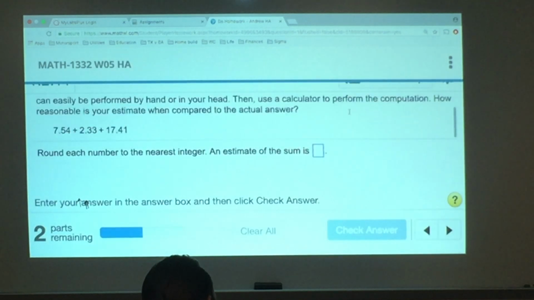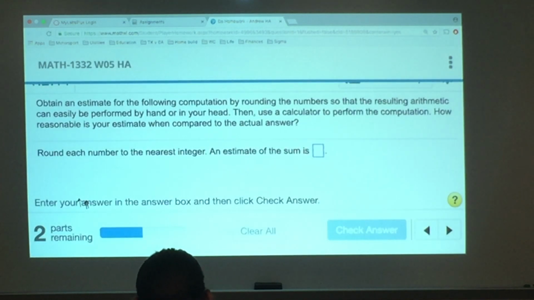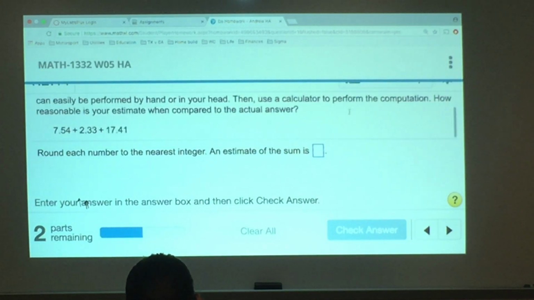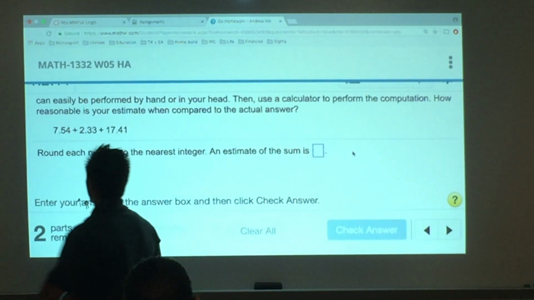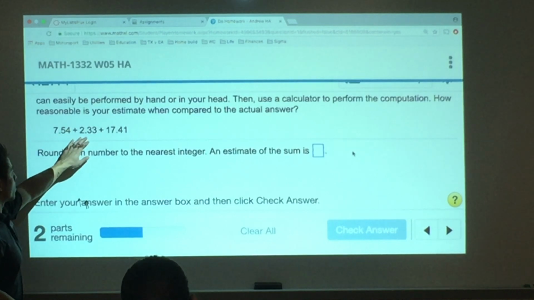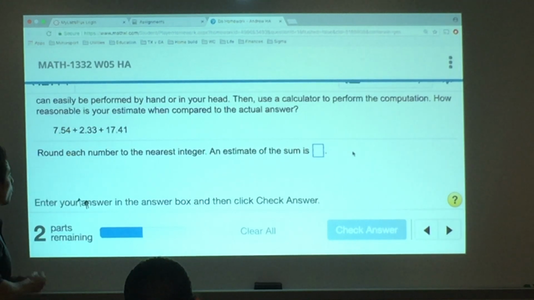All right, so let's take a look at this. It says, obtain an estimate for the following computation by rounding the numbers so that the resulting arithmetic can easily be performed by hand or in your head. Then use a calculator, your scientific calculator, to perform the computation. How reasonable is your estimate when compared to the actual answer? If we scroll down just a tad, we can see what they're trying to get us to do: 7.54 plus 2.33 plus 17.4. Round it so that you can easily do it by hand or in your head.